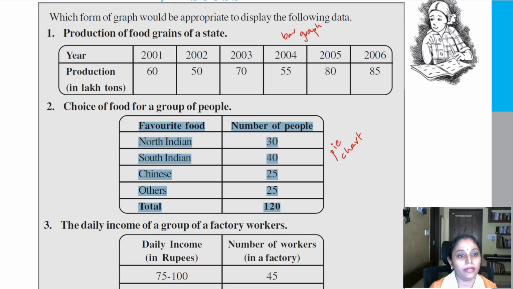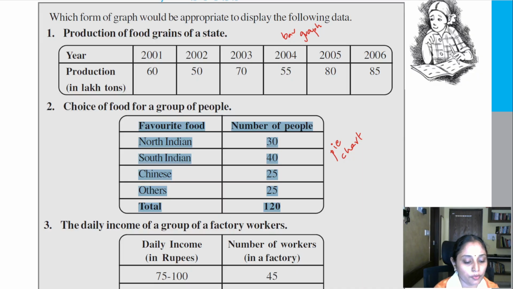And here I'll be taking this value and dividing by the total, which is 120. So this group of people is 120. So what is the fraction? The fraction is going to be 1/4, 1/3, 1/5, 1/5, and so on.